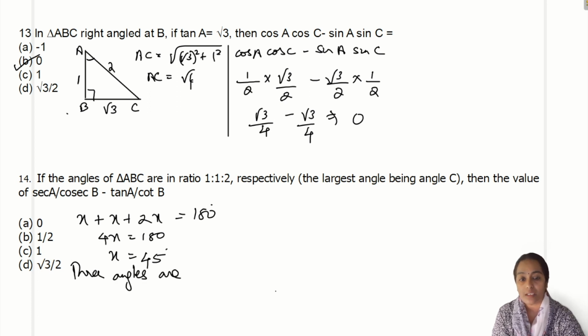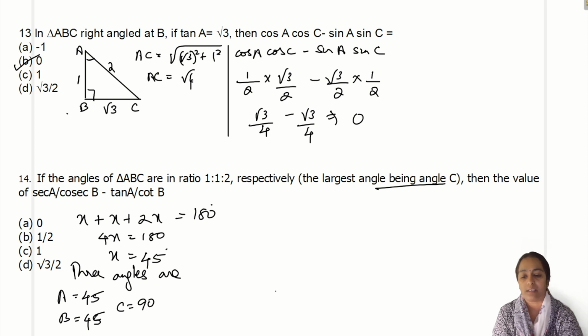The question says the largest angle is going to be angle C. So angle A is 45, angle B is 45. Angle C is 2x, which is going to be 90 degrees.